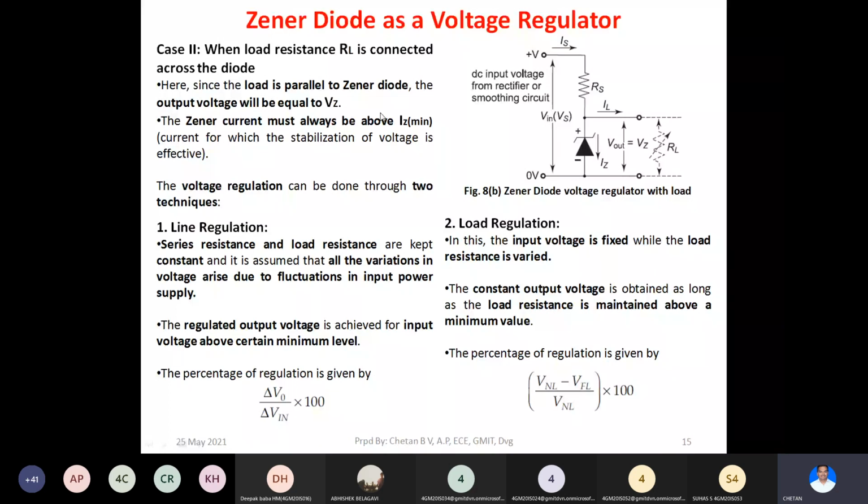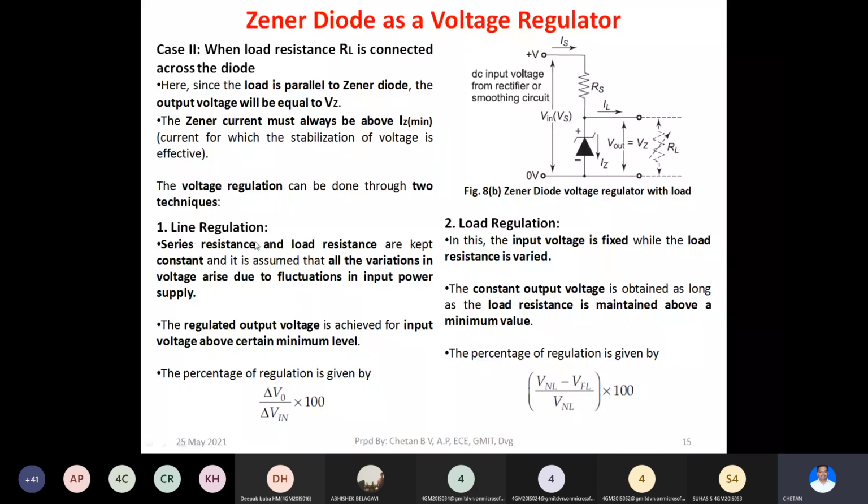Case number 2, here there is RL. So we are going to connect RL here, and as I already told, IS will be the sum of IZ and IL. Here both IZ as well as IL will exist. So here we can understand this voltage regulation under two techniques. The first technique is line regulation.